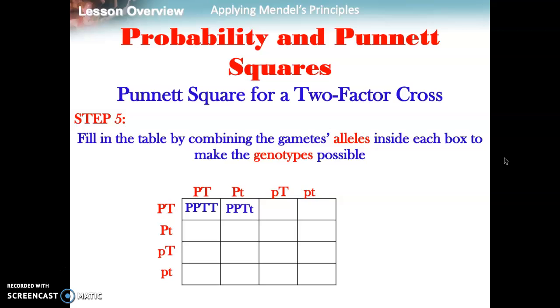We do the P's together, so it gives us 2 capital P's. We put the T's together, we get a capital T and a little t. We continue to do this throughout our Punnett square. Do this for each column, each row.